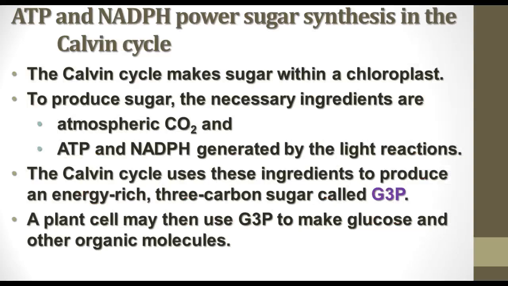So as we said, the ATP and NADPH will give the energy or the power to make sugars in the Calvin cycle. This occurs in the stroma, which is the location of the enzyme systems that are needed for this series of reactions. The ingredients that we're going to need are the carbon dioxide from the atmosphere and the ATP and NADPH from the light-dependent reactions. These are going to produce a 3-carbon sugar called G3P, and then the plant is going to use G3P to make glucose and other kinds of organic molecules.